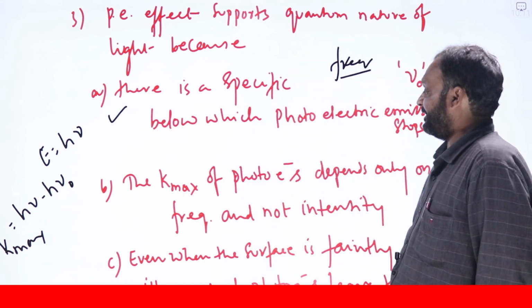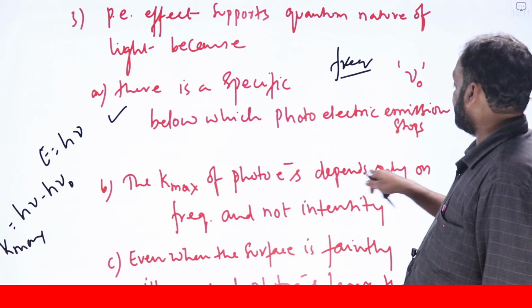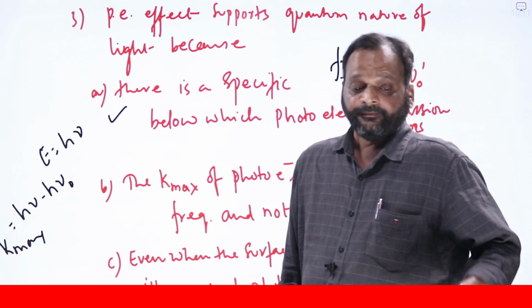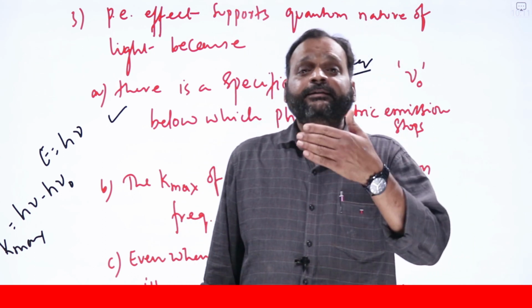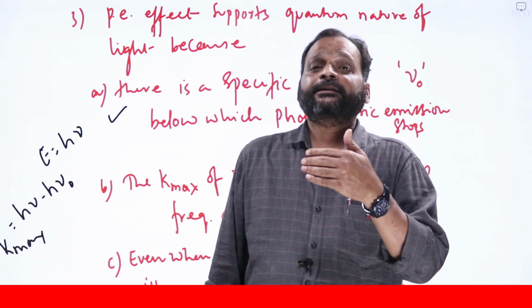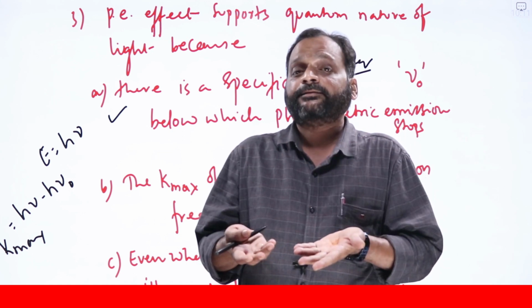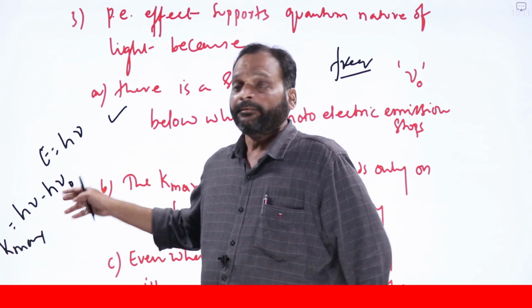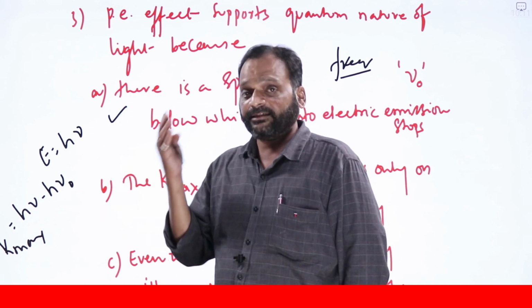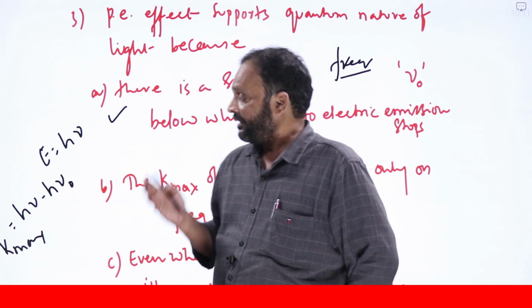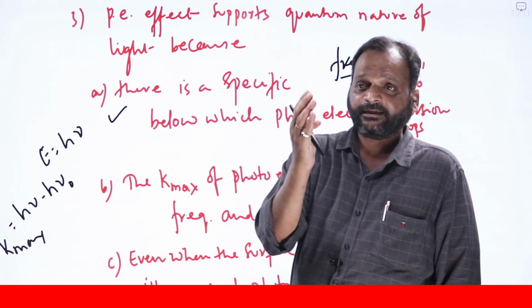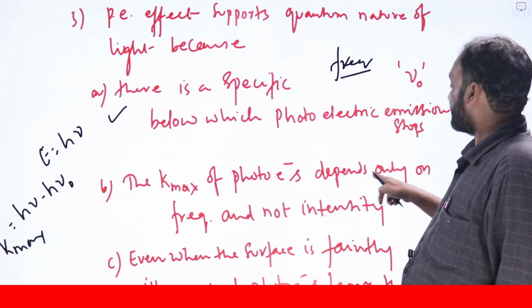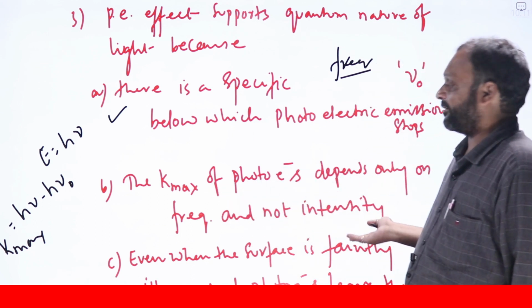Next one, the K maximum of photoelectron depends only on the frequency and not on incident intensity. According to classical theory, more intensity means more energy, but according to quantum theory, more intensity means more number of photons. That's all. But energy of each photon remains as h nu only. Unless you change the frequency, energy of photon will not change. Unless the energy of the photon changes, kinetic energy of photoelectrons will not change. So the K maximum of photoelectron depends only on the frequency and not on intensity.